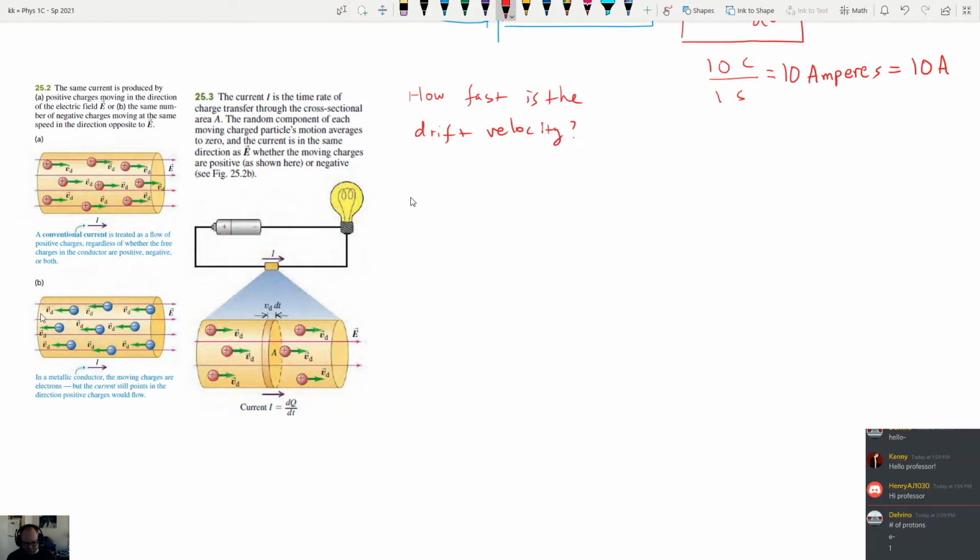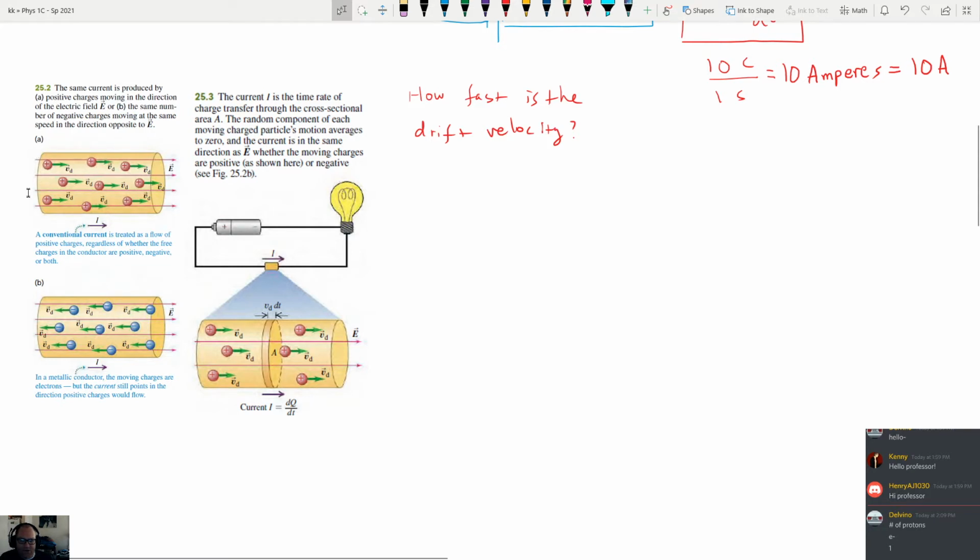Okay. So we want to know how fast the drift velocity is. So we're going to simplify our model of what's happening here. And while we know that the electrons tend to bounce around all over the place, we're going to treat them as if they're all moving with their average speed, with this thing called the drift velocity. All right? And so our picture of the circuit is going to look something like this.